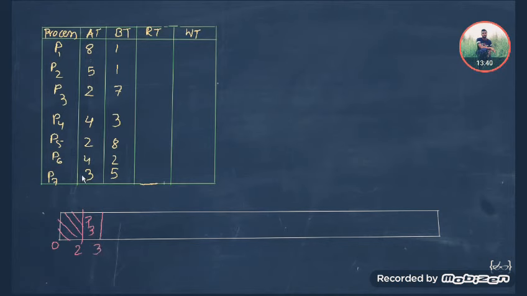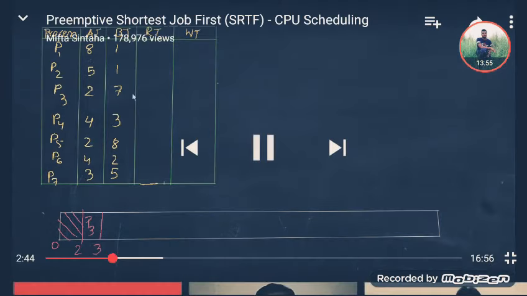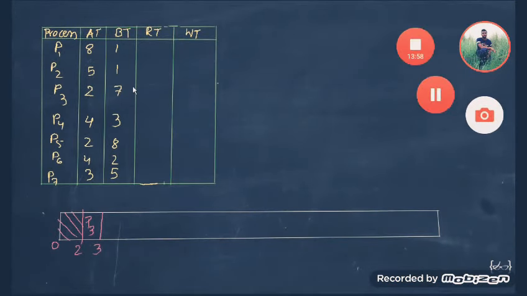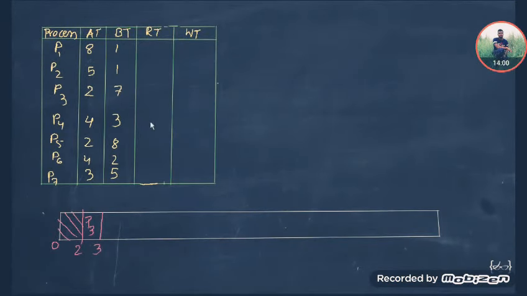Now within 3 seconds, another process comes, which is P7. The burst time of P7 is lesser than P3's. P3 has already executed 1 second, so we write the remaining times here, because we compare against them in the meantime. Since we have executed 1 unit of P3, the remaining time is 6 seconds, and for P7 the remaining time is 5. Since 5 is lesser than 6, we execute P7.